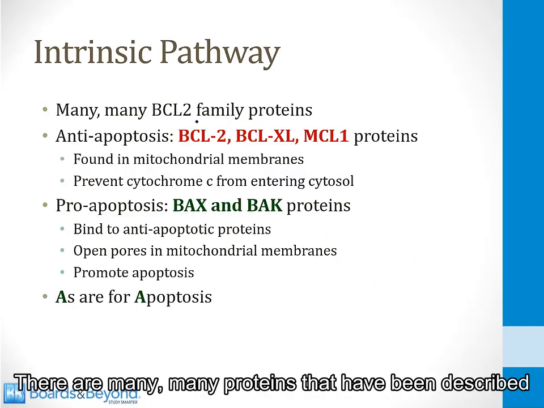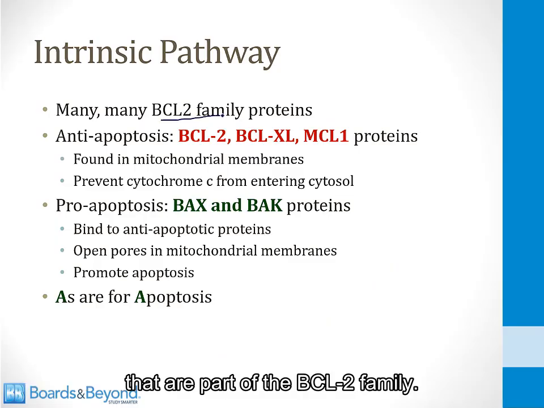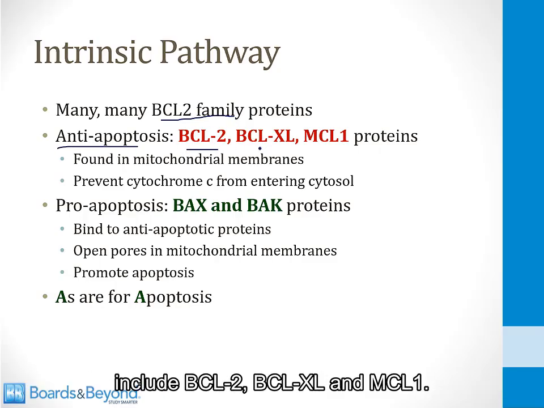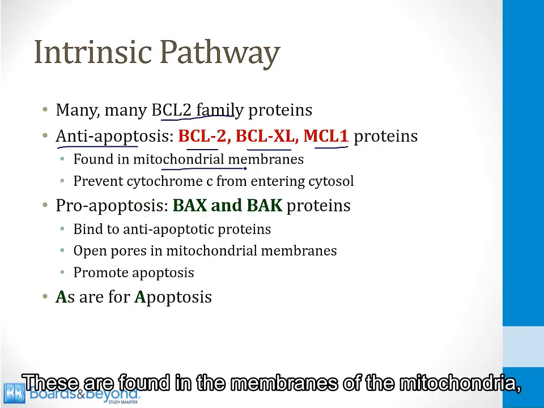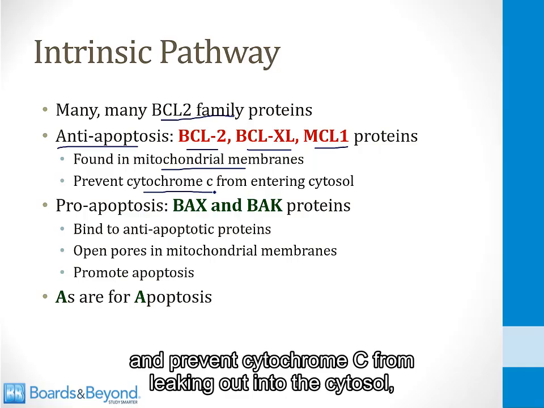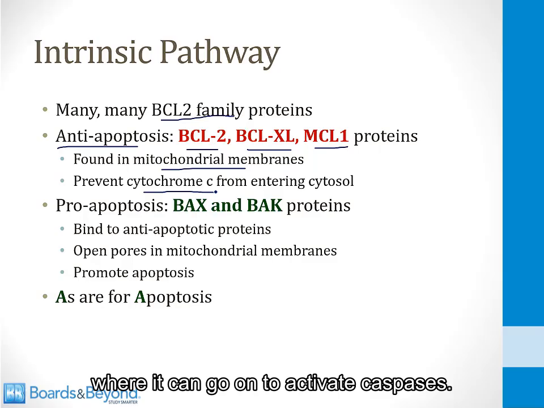There are many proteins that have been described that are part of the BCL2 family. Some that have been described that are anti-apoptosis include BCL2, BCLXL, and MCL1. These are found in the membranes of the mitochondria, and they basically keep the membrane intact and prevent cytochrome C from leaking out into the cytosol, where it can go on to activate caspases.